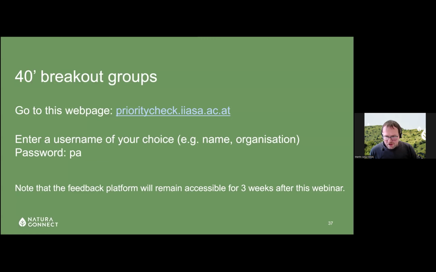So now we're going to go into the individual breakout groups. My colleague will now open the breakout groups. And you will see in the chat and here on the slide itself a link. This is prioritycheck.iasa.ac.at. Once you open this link, there will be a pop-up that asks you for a username. It would be helpful for us if you enter a username that somehow identifies yourself, but you can enter anything you like, really. It's not a strict requirement. There's a password, and the password is PA, as in protected area, PA. The feedback platform will remain accessible for 3 weeks after this webinar.